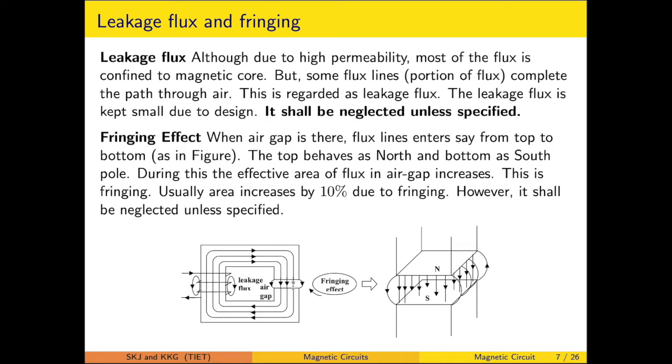So this particular spread results in a net increase in the effective area of cross section of the air gap. Usually this area increases by 10% due to fringing. However, unless specified, this shall also be neglected for the calculation.